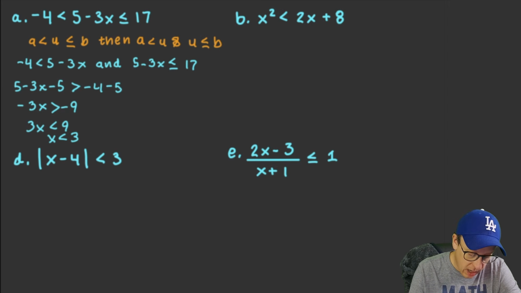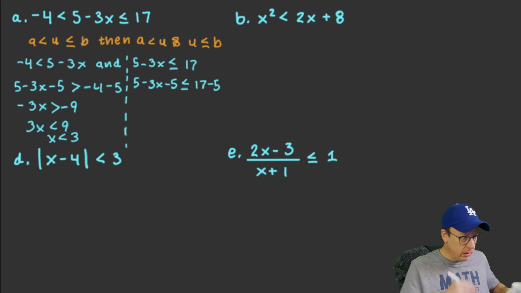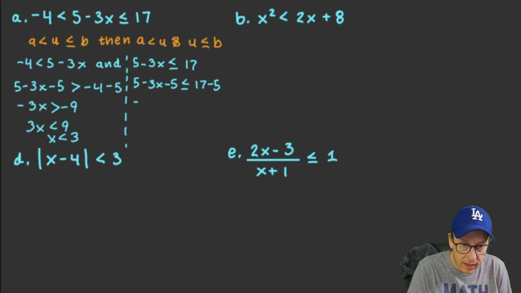And then to solve our other one, what we're going to need to do is subtract 5 from both sides. Maybe we want to put a dash between these two so you can see that they're two separate problems. 5 minus 3x minus 5 less than or equal to 17 minus 5. -3x less than or equal to 12, and this means that x is greater than or equal to -4.